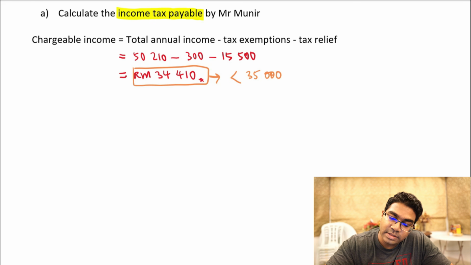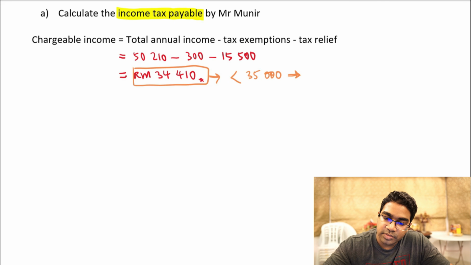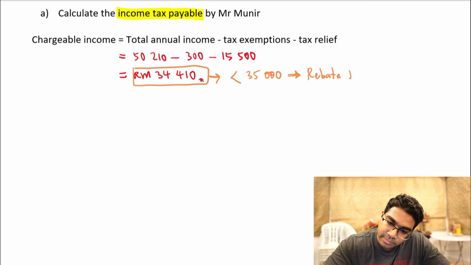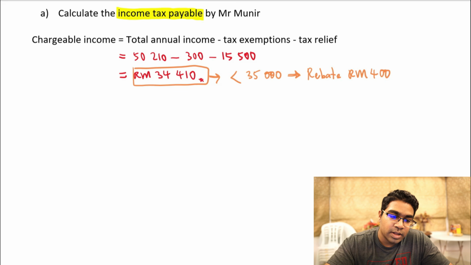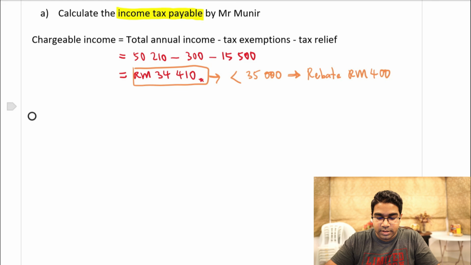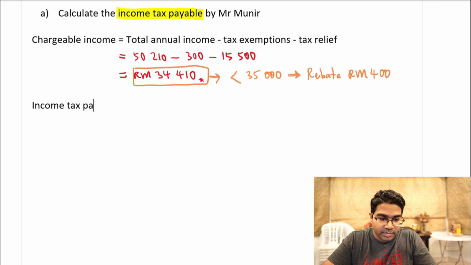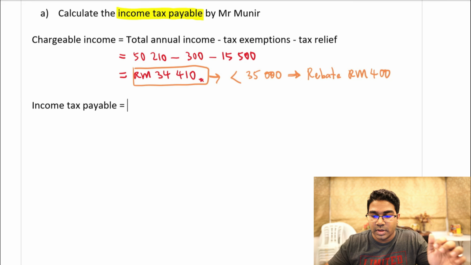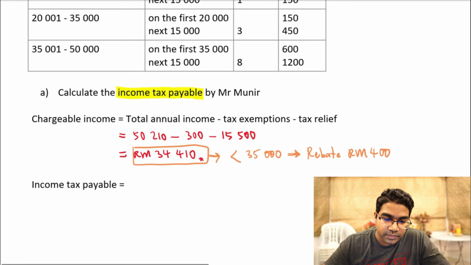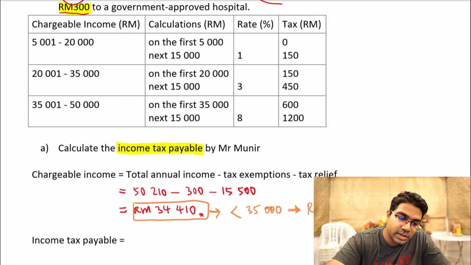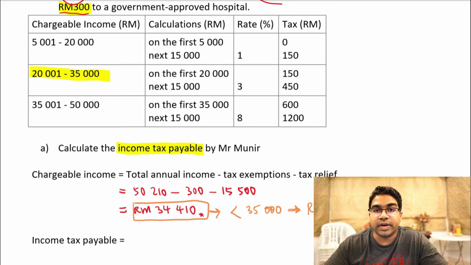If the value is less than 35,000, then this taxpayer will be eligible for a rebate of 400 ringgit automatically. So this will be added on to the second calculation, and the second calculation is the income tax payable. So income tax payable will be equals to, now we need to look at the rate. This amount 34,410 falls within this bracket, 20,000 to 35,000.